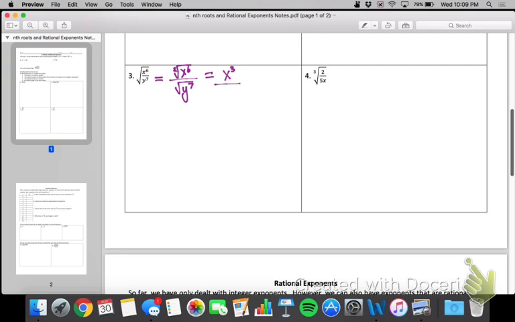The square root of y to the 7th is a little trickier. So we want to split that into the square root of y times y to the 6th, because y to the 6th is a perfect square, y to the 7th is not. So when I do that, the square root of y to the 6th is y cubed, and then I'm left with the square root of y in the denominator.